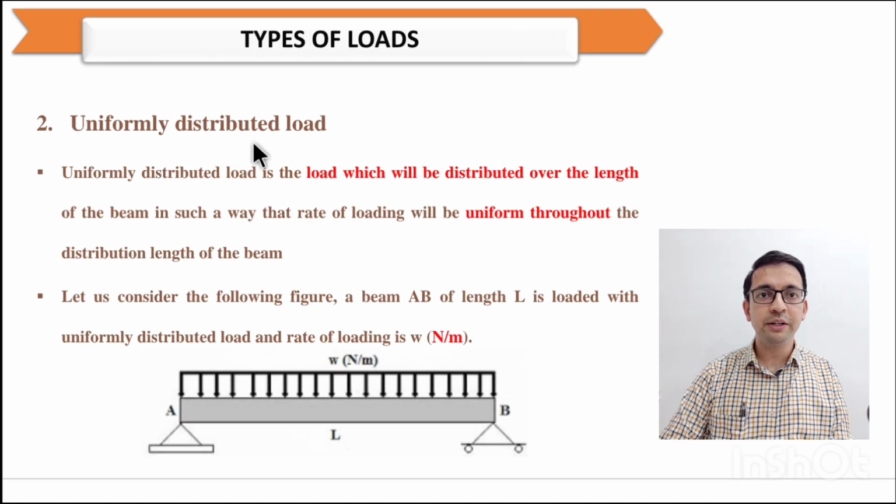Second one, uniformly distributed load, is the load which will be distributed over the length of the beam in such a way that the rate of loading will be uniform throughout the distributed length of the beam. So let's consider the following figure. A beam AB of length L is loaded with uniformly distributed load and rate of loading is W. Uniformly distributed load is also synonymous with UDL in short, and its unit is Newton per meter. So UDL means it is distributed over a certain length of beam with constant intensity.